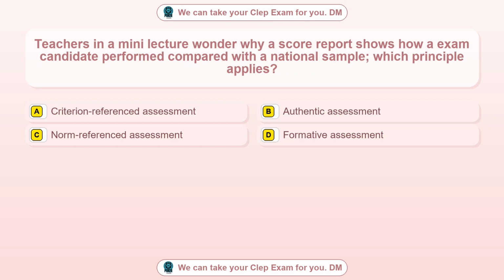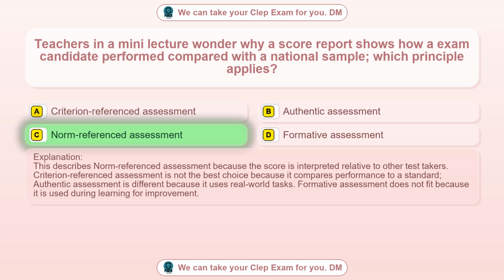Question 55. Teachers in a mini-lecture wonder why a score report shows how an exam candidate performed compared with a national sample. Which principle applies? Option A, criterion-referenced assessment. Option B, authentic assessment. Option C, norm-referenced assessment. Option D, formative assessment. The correct answer is option C, norm-referenced assessment.